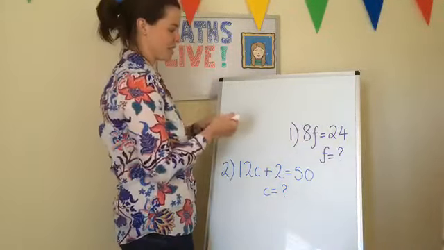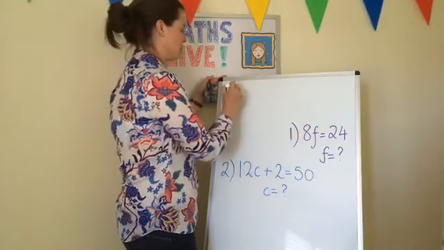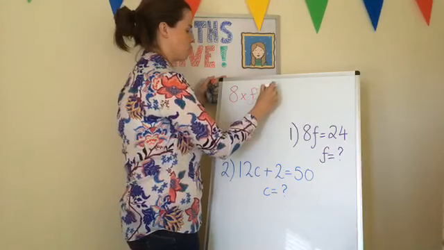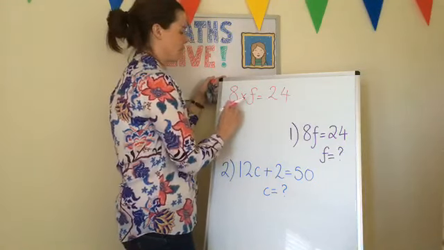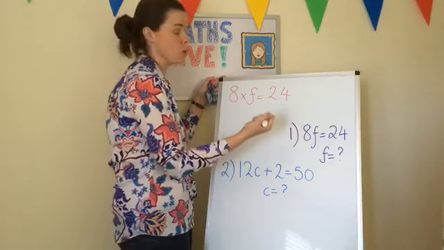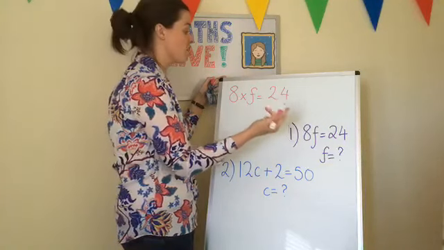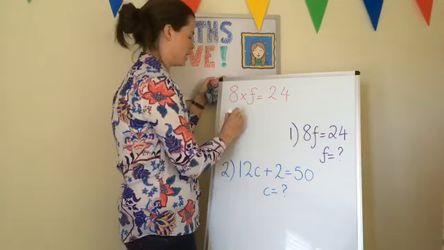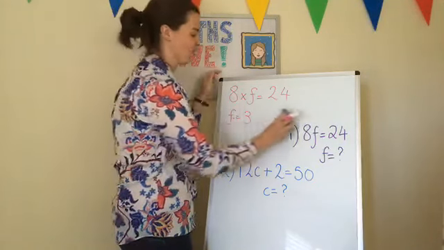Anyway, so let's work this out. 8f equals 24. That actually means it's 8 times f equals 24. So we're thinking, what do you times 8 by to make 24? So we do our 8 times tables. 1 8 is 8, 2 8 is 16, 3 8 is 24. So f is 3. Well done if you got that.